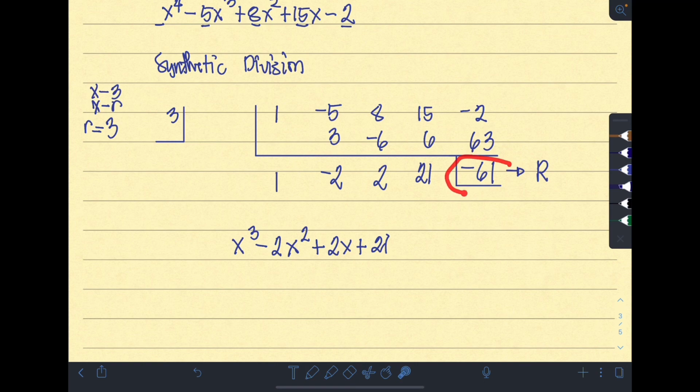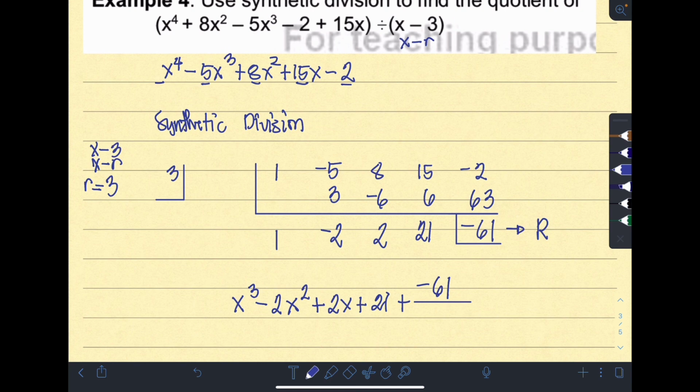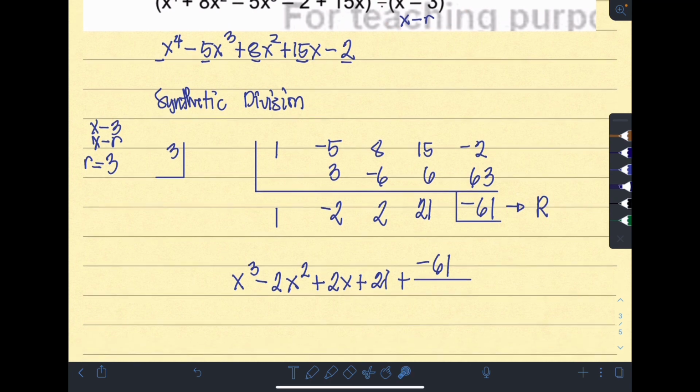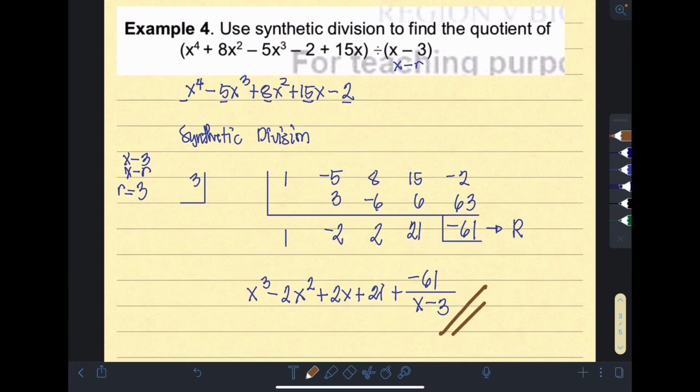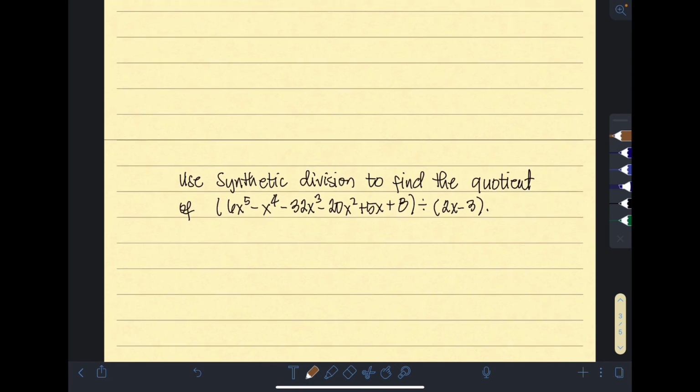What are we going to do with this negative 61? That is our remainder. And remember that with our remainder, we write it as the numerator part of our fraction. So it's negative 61 over the original divisor, which is x minus 3. We just need to copy that, and that is our final answer. So that's how you do division of polynomials using synthetic method. And then we're going to proceed with our next example.